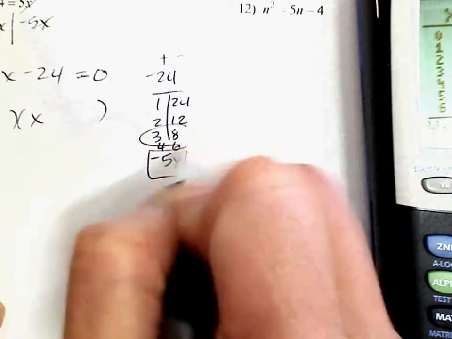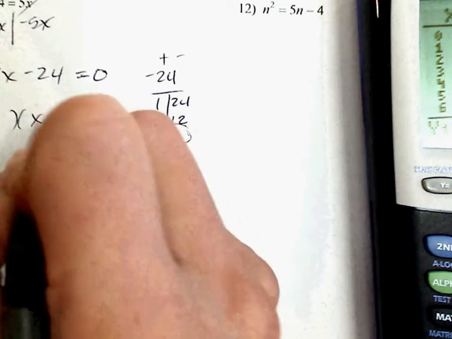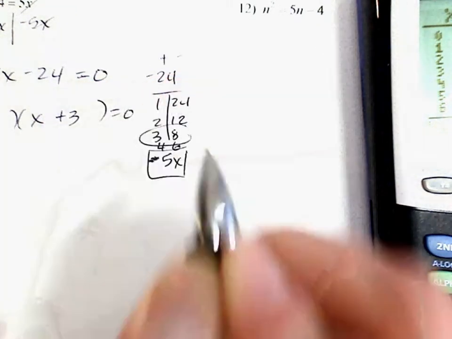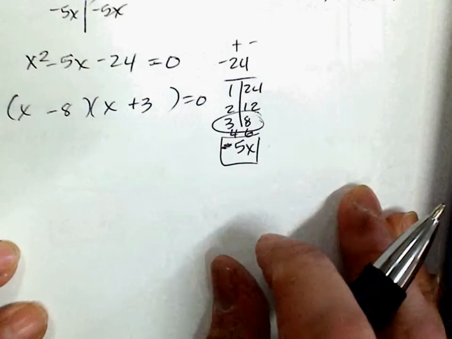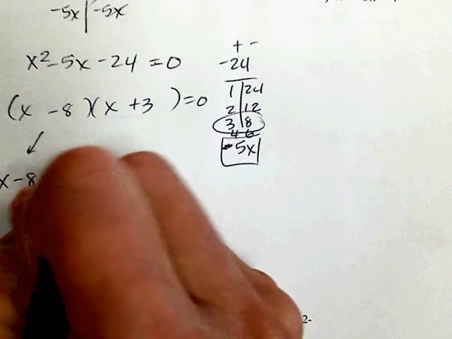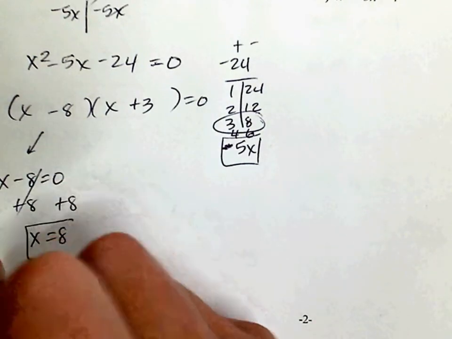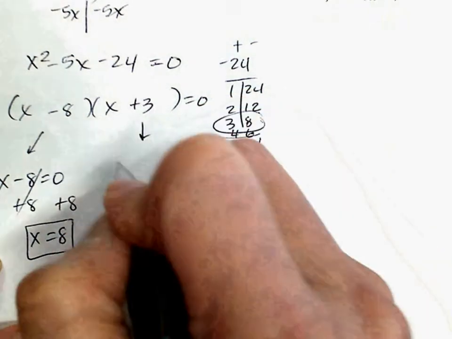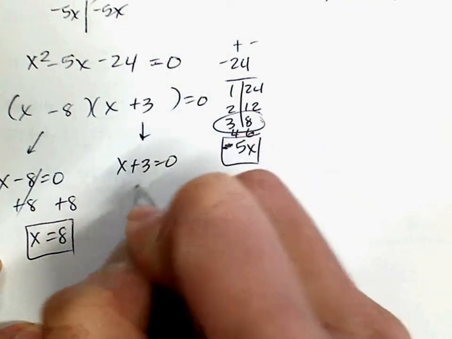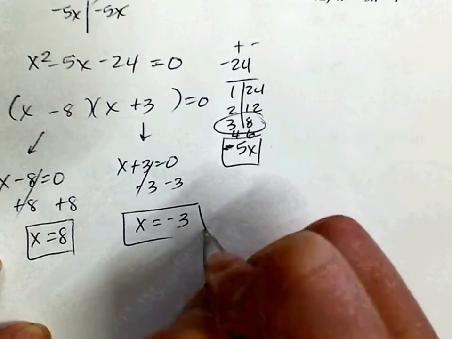This one. Negative goes with the bigger one. So x minus 8 times x plus 3 is equal to 0. Just like that. Set this one equal to 0. Add 8 to both sides. X is equal to 8. Set this one equal to 0. Subtract 3 from both sides. X is equal to negative 3.